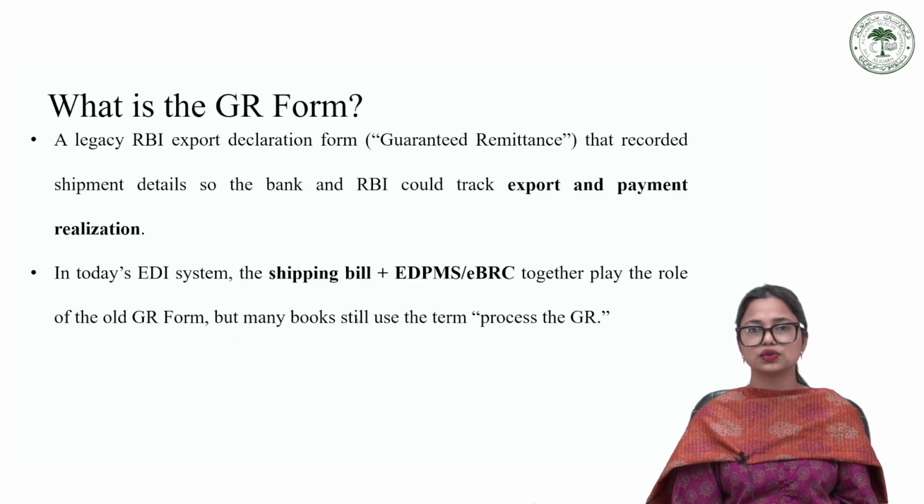Now let us look into what the GR form is. It is a kind of traditional RBI export declaration form. Nowadays, we don't have the GR form, but many books still use the term process the GR. Nowadays, we have the shipping bill plus EDPMS or EBRC. Together, they play the role of the guaranteed remittance form.